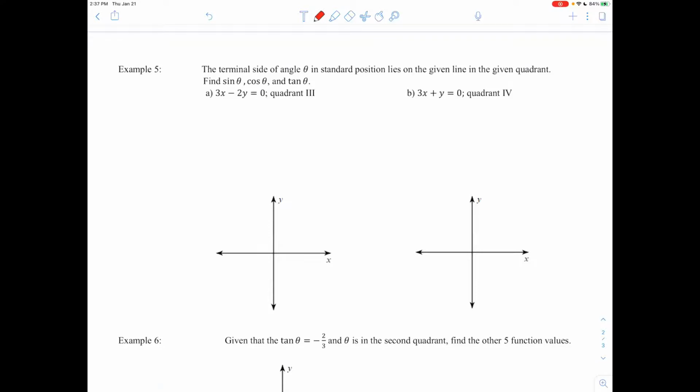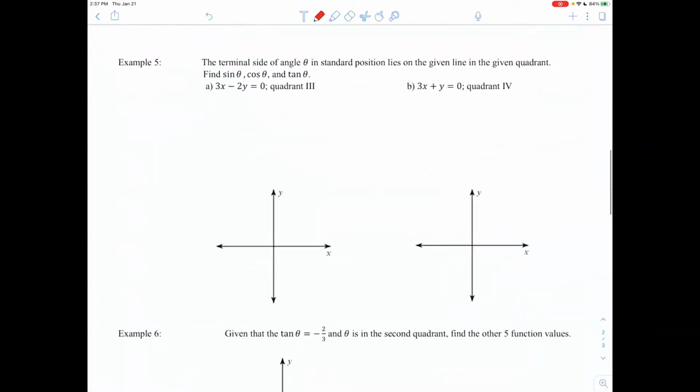So here's example, and is this example 5? Yeah, it is. So it says the terminal side of angle theta in standard position lies on the given line in the given quadrant. Find the sine, cosine, and tangent. So why is this a pain? Because I gave you the equation of a line, and I'm telling you that I want the part of that line, because remember, lines will slash across the xy coordinate plane, but I only want the line in quadrant 3, and it says that the angle's in standard position. So basically, we want the terminal side to be over here in quadrant 3 somewhere.